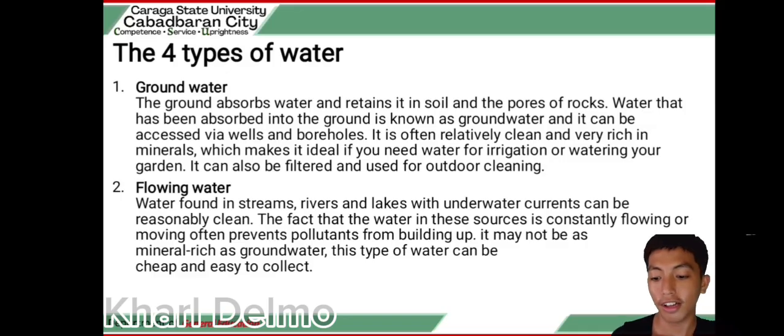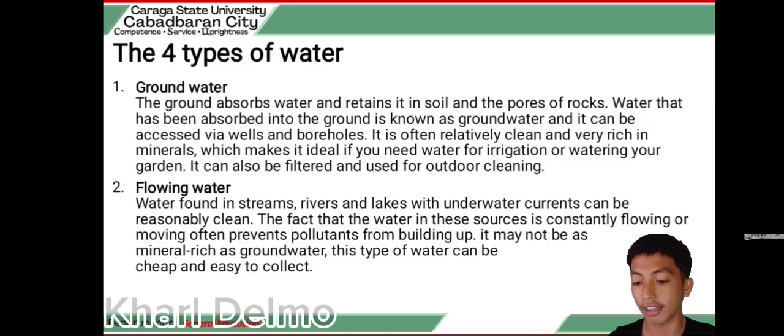Flowing water. Water found in streams, rivers, and lakes with underwater currents can be reasonably clean. The fact that water in these sources is constantly flowing or moving prevents pollutants from building up. It may not be as mineral rich as groundwater. This type of water can be cheap and easy to collect.